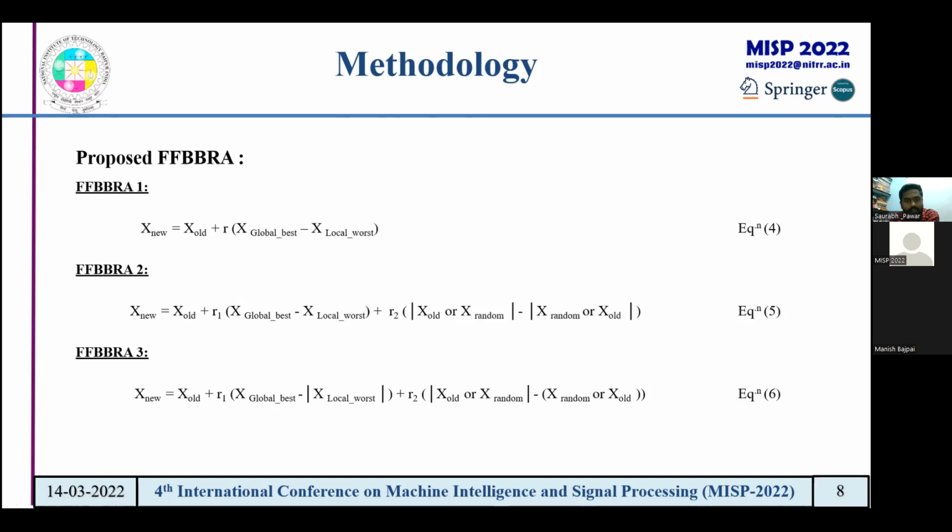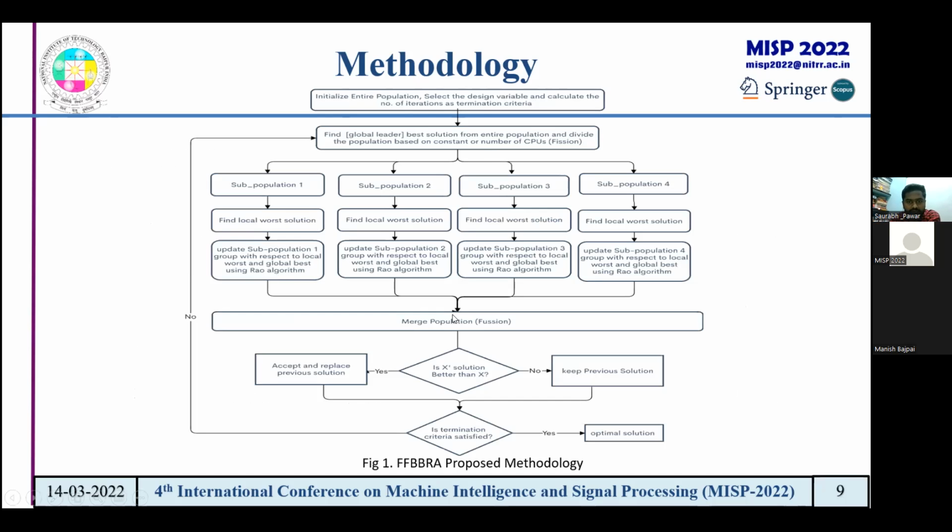So this is called a fission. This is a fission and fusion behavior based algorithm. From that algorithm, we divide the population into subpopulations. The global best is the best among the entire population, and the local worst is the worst from the subpopulation. In this way the earlier equations were updated, and this is the flow chart, or idea, for the new algorithm methodology.